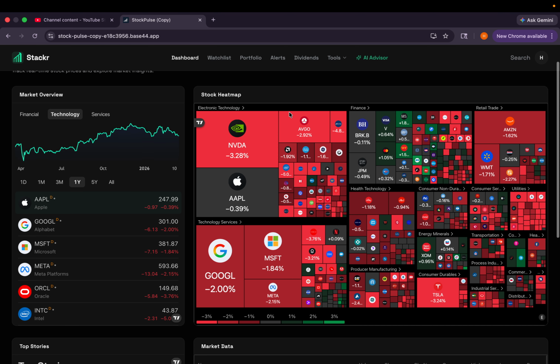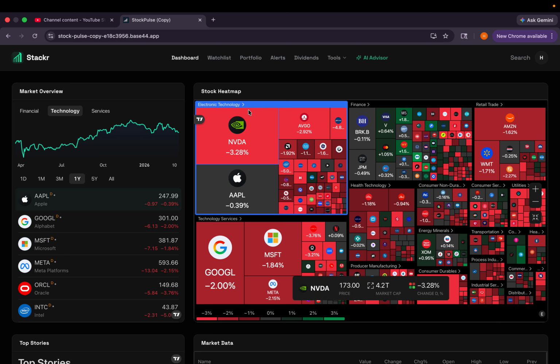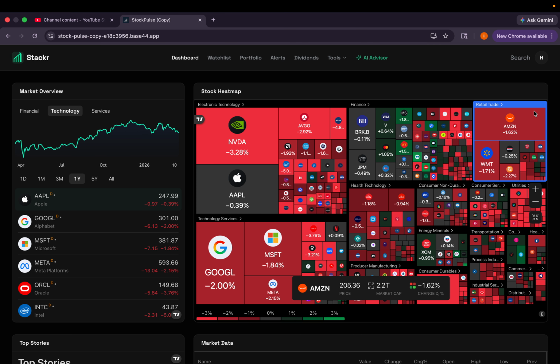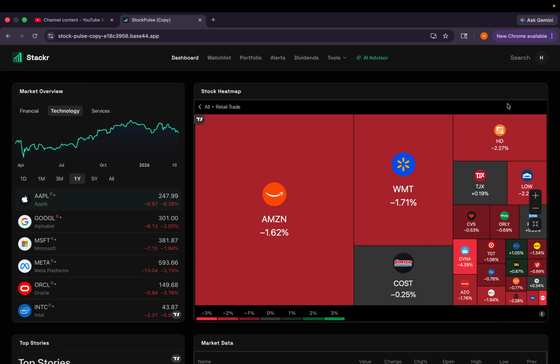Okay, we did a heat map, and this heat map has each of these companies divided into broader sectors. So like here we have electronic technology, which includes NVIDIA, Apple. Here we have technology services, which include Google and Microsoft and Meta. And here we have finances, which, well, JP Morgan, Visa, MasterCard. Then Amazon retail, we can click on them, we can go further in depth. We can also see the price, we can see the market cap, and we can see the change.